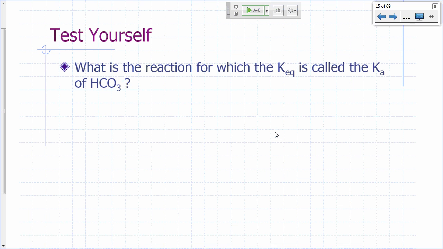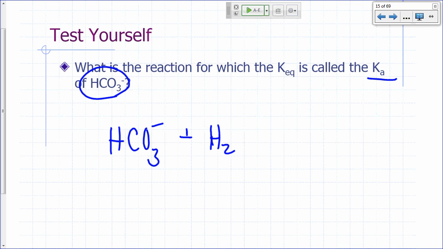So what's the reaction for which the KEQ is called the Ka of HCO3-? If it's Ka, that means it's acting as an acid. What do we say an acid is? A proton donor. So we want this to behave like an acid. So it has to donate a proton to what? Water. Anytime you have Ka of something, it's something plus water, and the something is behaving like an acid.